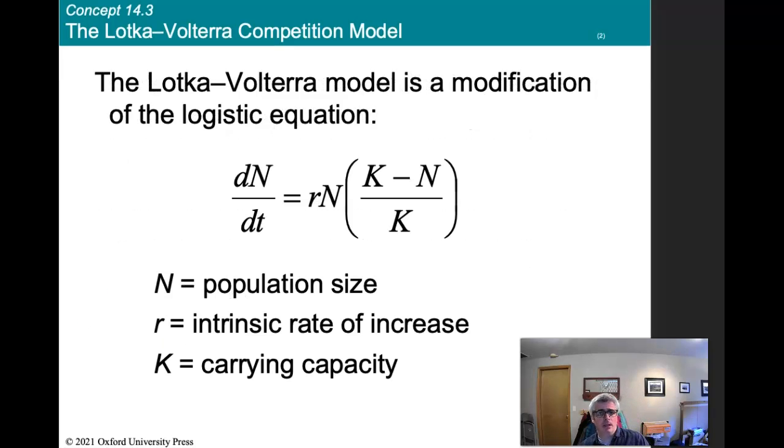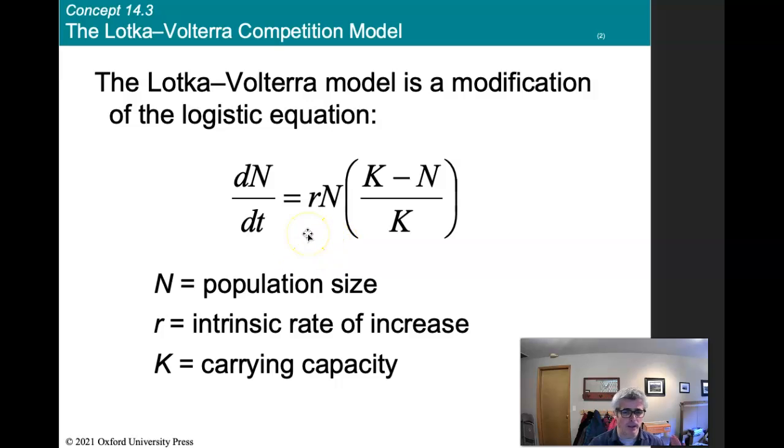So we'll return to our Lotka-Volterra model with a modification to this logistic growth equation. As a reminder, our change in population over change in time is a function of the population size, the intrinsic rate of increase, and that's in a relationship to the carrying capacity. So the carrying capacity minus the number in the population, divided by the carrying capacity. So if carrying capacity is 100 and the population is 100, 100 minus 100 is 0. So 0 times all this is 0. There'd be no change in the population size.